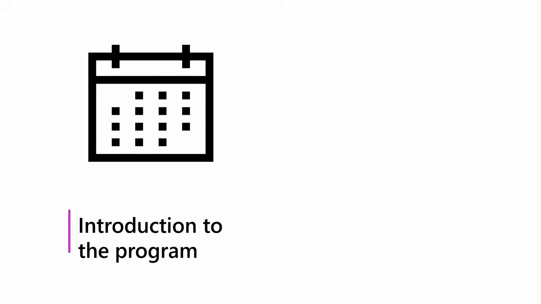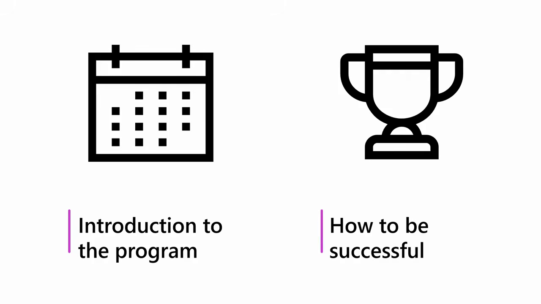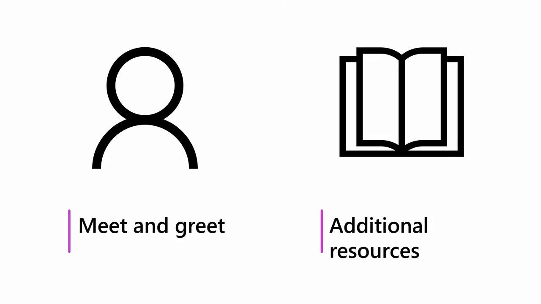You began with an introduction to the program in which you discovered what topics you will learn about as you progress through the different courses. You were also given guidance on how to be successful in this course. This guidance included helpful tips on how to structure your study and ways in which you can approach the learning material. You were then introduced to other learners in a meet and greet session, during which you explained why you're taking this course and what you hope to achieve from it. Finally, you explored a list of valuable resources you can use to succeed in the course.